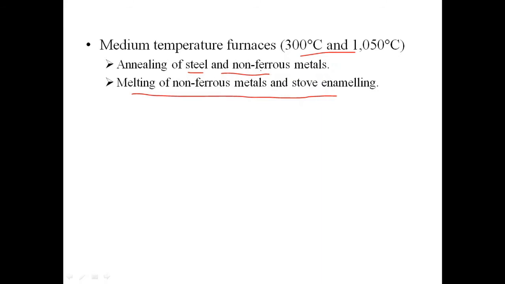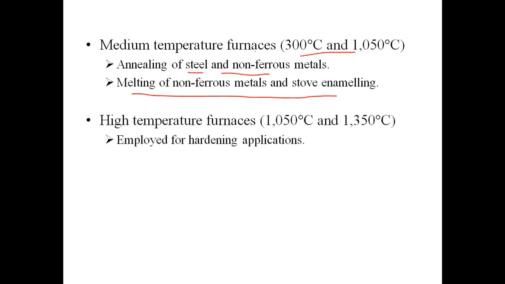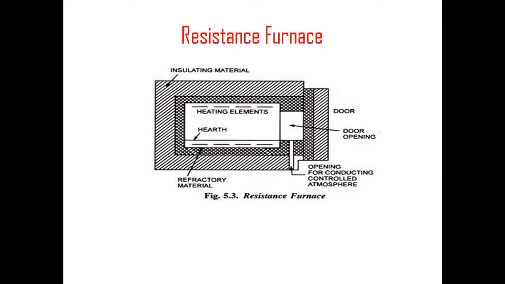So steel and non-ferrous metals can be annealed using medium temperature. In high temperature, the temperature varies from 1050 degrees Celsius to 1350 degrees Celsius, and it is used for hardening of metals. See, we are just talking about resistance heating. In that resistance heating we have low, medium and high temperature, and that high temperature is up to 1350 degrees Celsius. So don't conclude that the furnaces work only on this temperature. You will have different types of furnaces which work on more than this, but we are just talking about resistance furnaces in which 1350 degrees is the higher temperature, right?